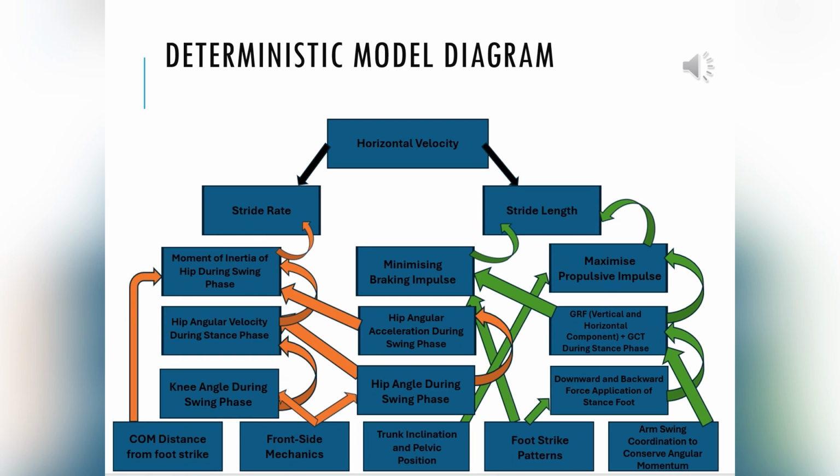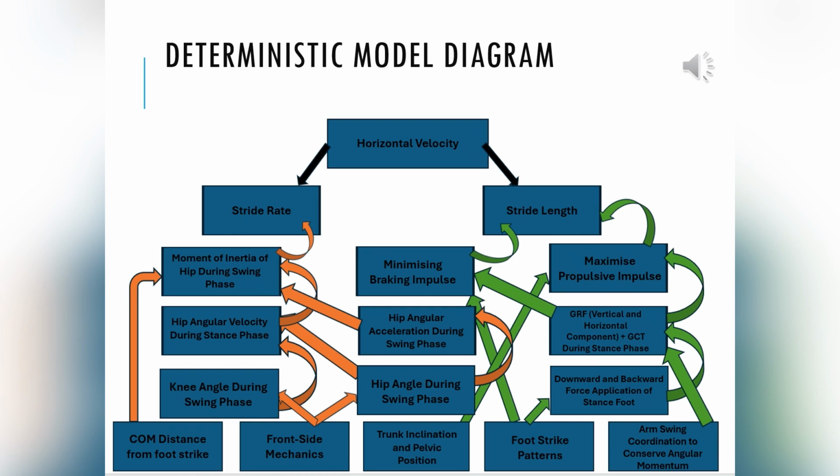This deterministic model illustrates how an athlete's horizontal sprint velocity results from two key components, stride rate and stride length. On the left, the stride rate pathway shows how quickly the leg can cycle through each step. It's governed by hip angular velocity, knee flexion, and the leg's moment of inertia, factors that determine how efficiently the leg swings and repositions beneath the body.